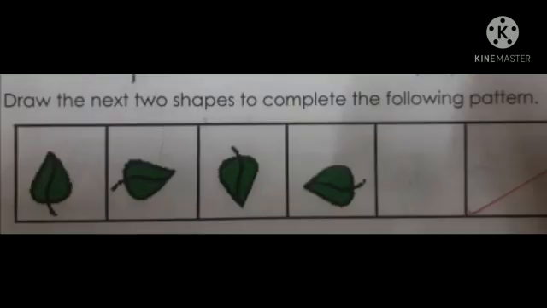Draw the next two shapes to complete the following pattern. So here they have given leaf pattern. So the leaf facing upward, leaf facing to the right side, leaf facing downside, leaf facing to the left side. Now students, what will be the next pattern? Continue. Yes, you guessed it right. We will start again. Leaf facing upward, leaf facing to the right side. Moving on to the next.